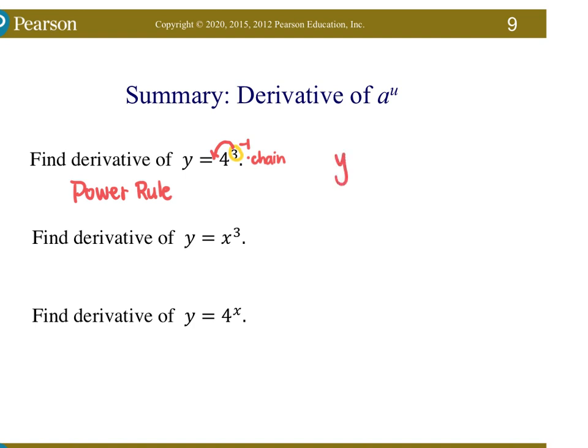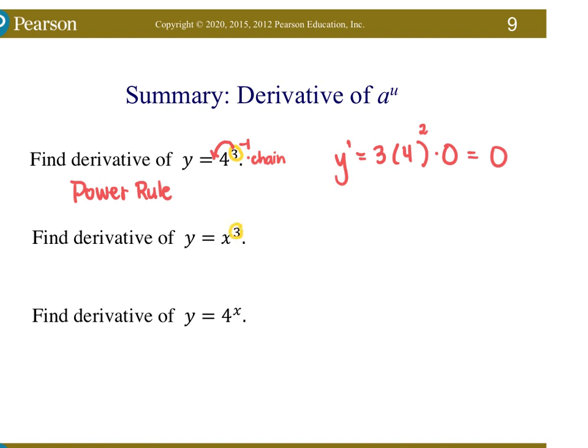And so the answer to this would be 3, 4 to the, subtract 1, I get squared, times the chain rule of 4, which is 0. So 3 times 4 squared times 0, which turns out to be 0. All right, the next question.